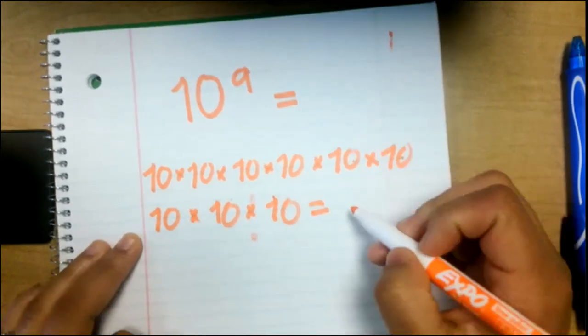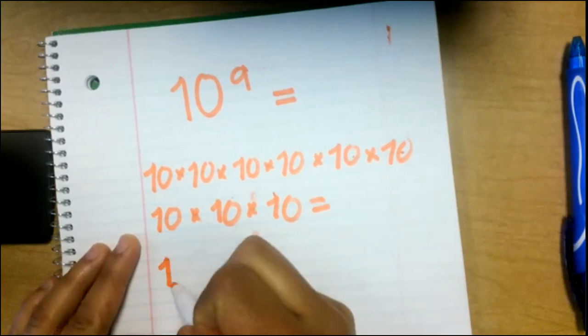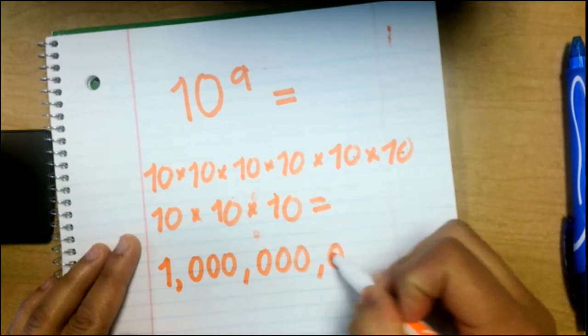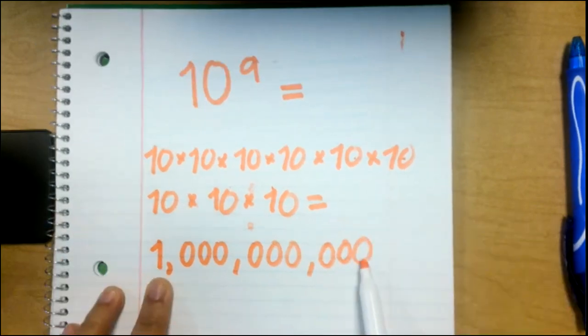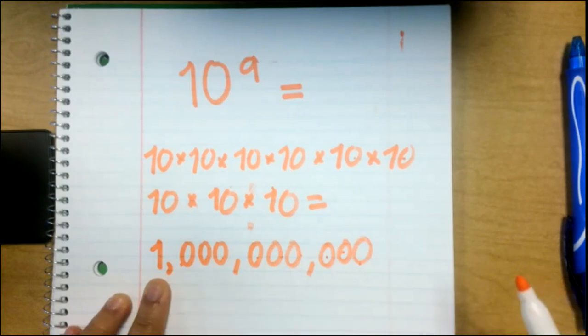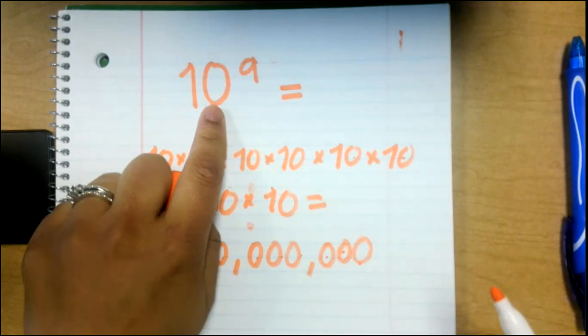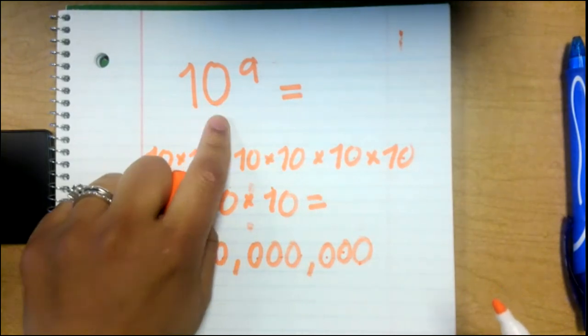Which should equal 1 with, right, it should have 9 zeros. 1, 2, 3, 4, 5, 6, 7, 8, 9. Okay, that's what happens when we have exponents that are multiples of 10.